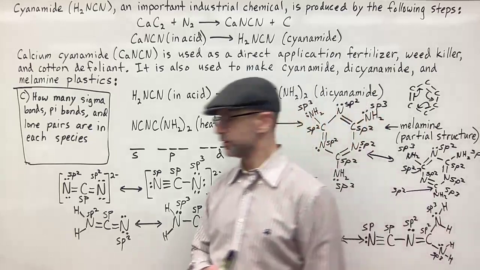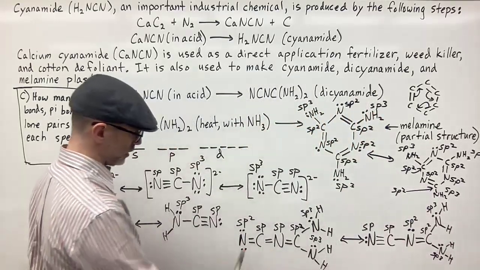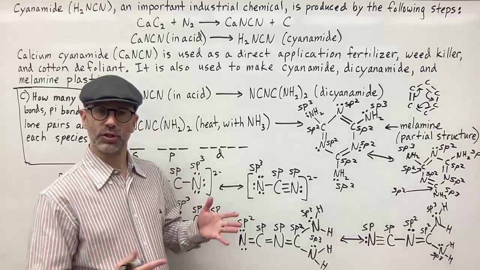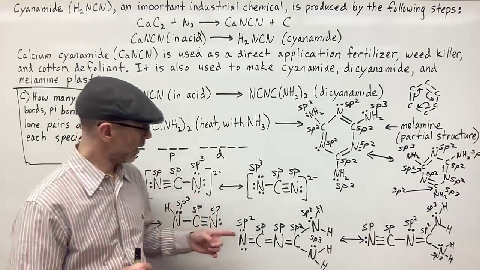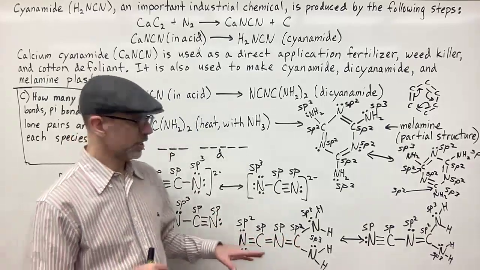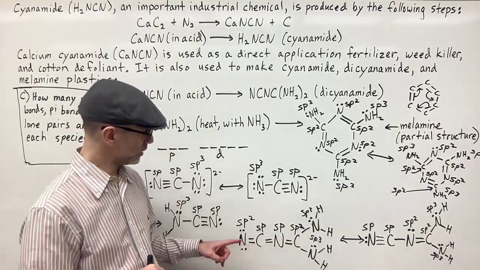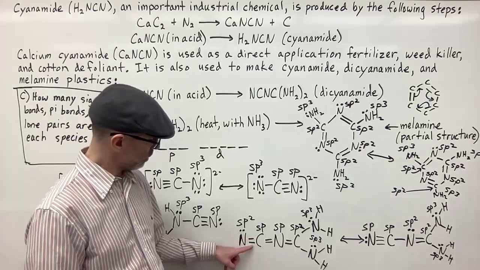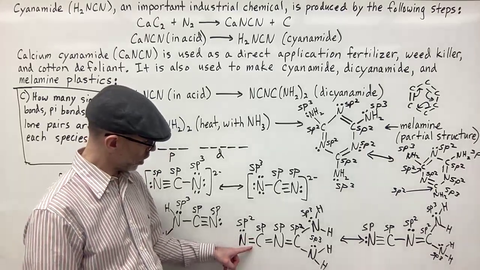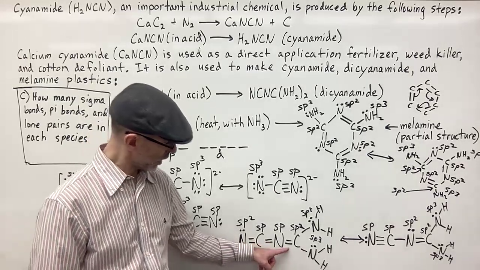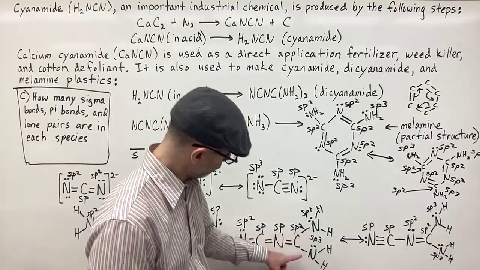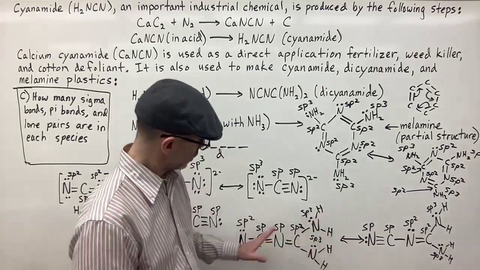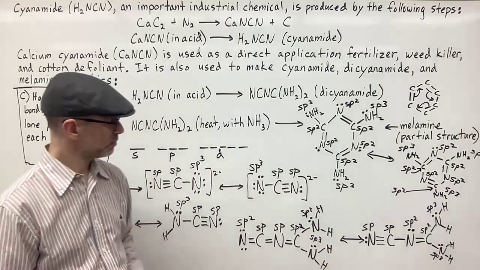Okay, next we have this species here. So again, sigma bonds. Count the number of bonds that you have between atoms. Ignore the double bonds and triple bonds for now. So here I have 1 sigma bond here. So that's going to be 1, 2, 3, 4, 5, 6, 7, 8, 9. So that's 9 sigma bonds.